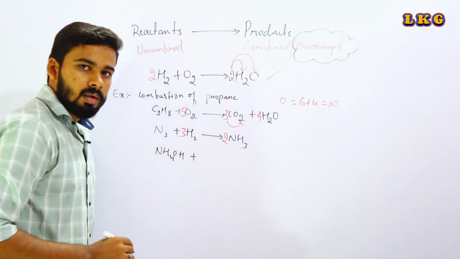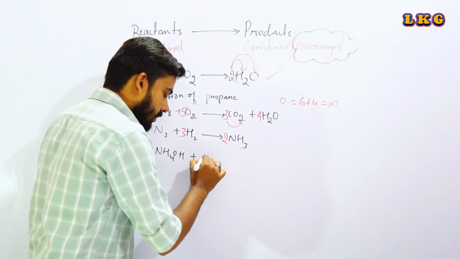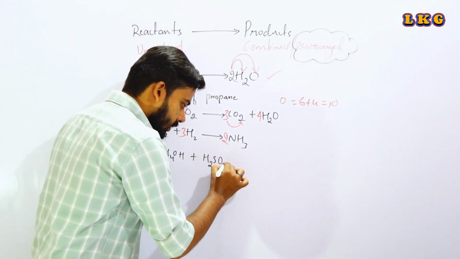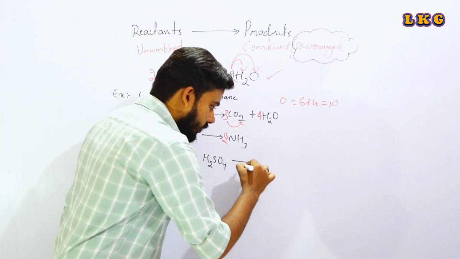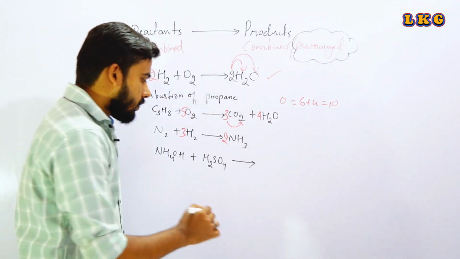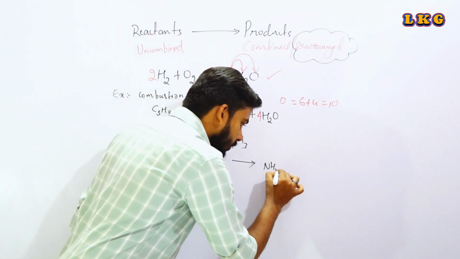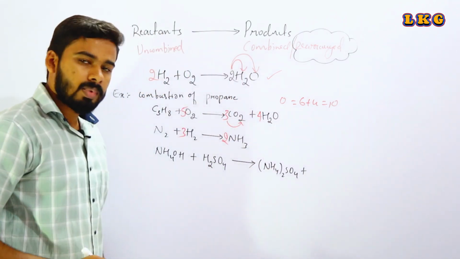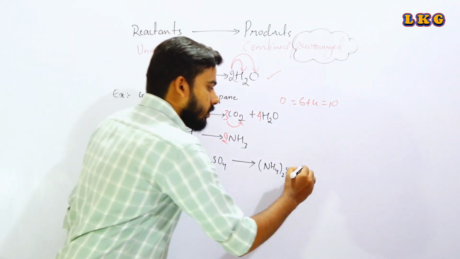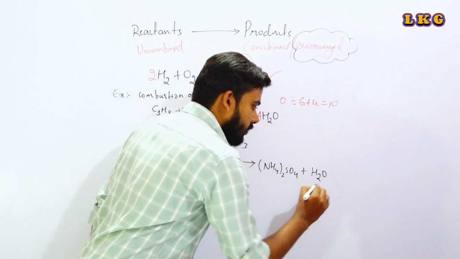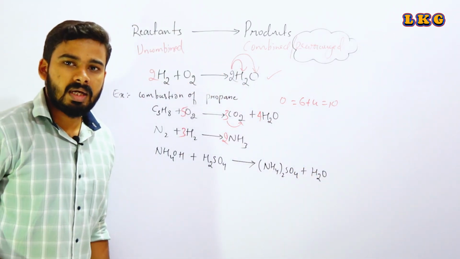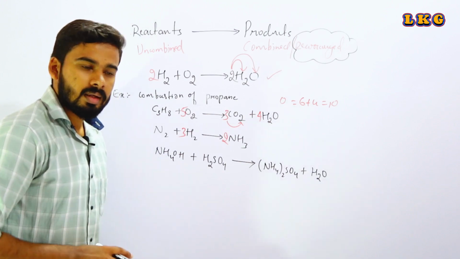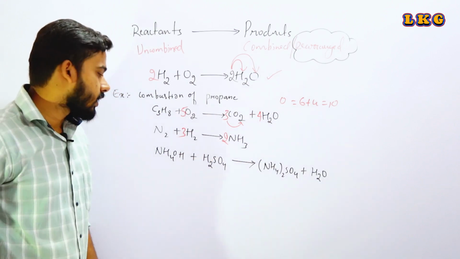Then NH4OH, ammonium hydroxide, reacts with sulfuric acid to give rise to (NH4)2SO4 plus H2O, salt and water. Now, is this balanced? This reaction is a bit bigger. This is an acid base neutralization reaction.